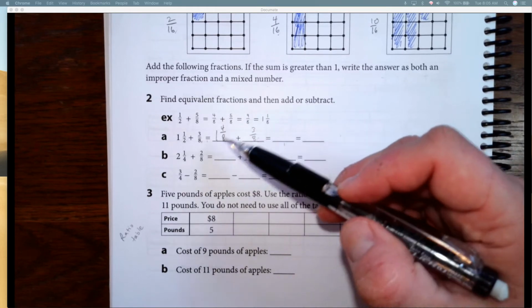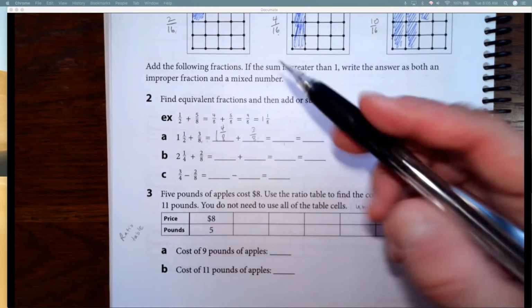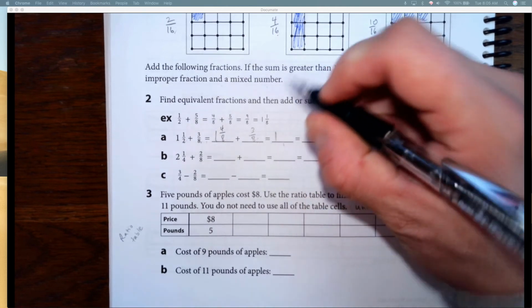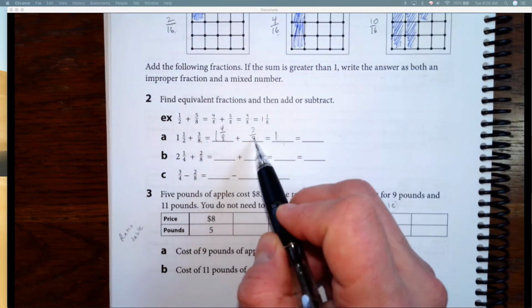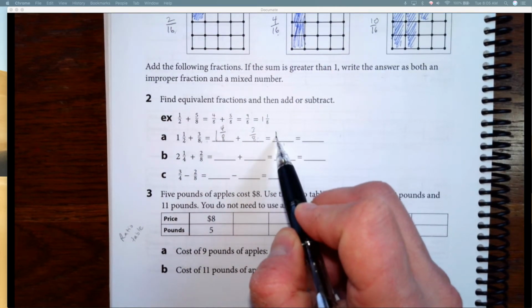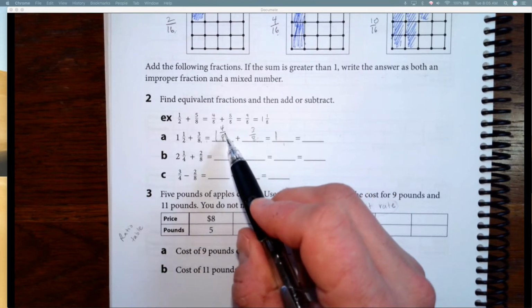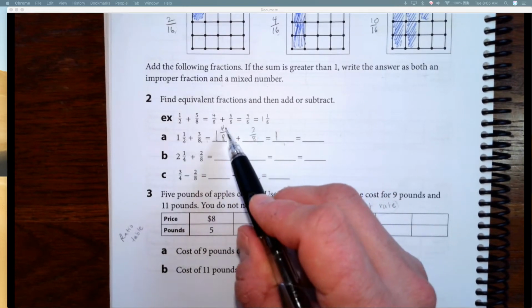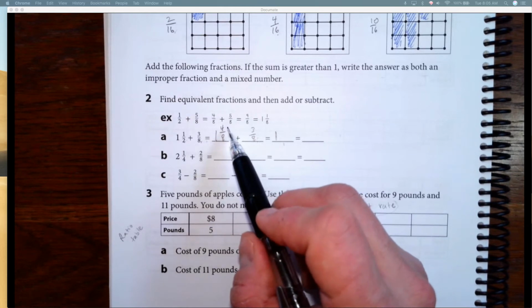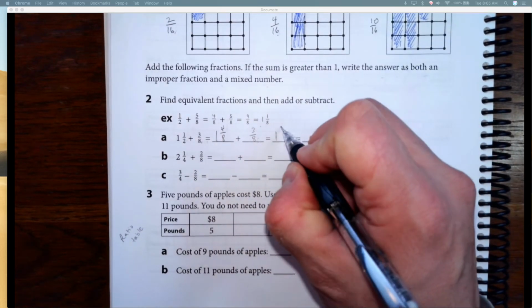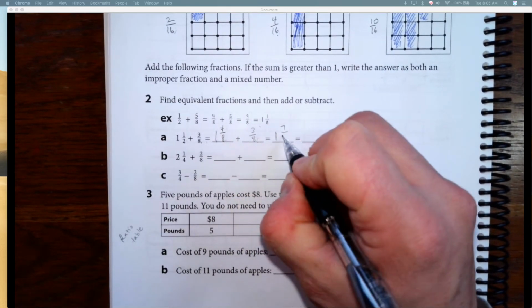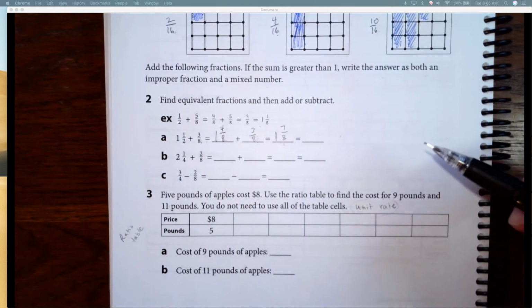Now we just add across. So 1 and 4/8 plus 3/8. I'm going to put my 1 over here, my 1 whole. Now I'm going to add 4/8 plus 3/8. So I just add the top line, the numerator, 4 plus 3, which is 7, and the eighths stay the same. So 1 and 7/8.